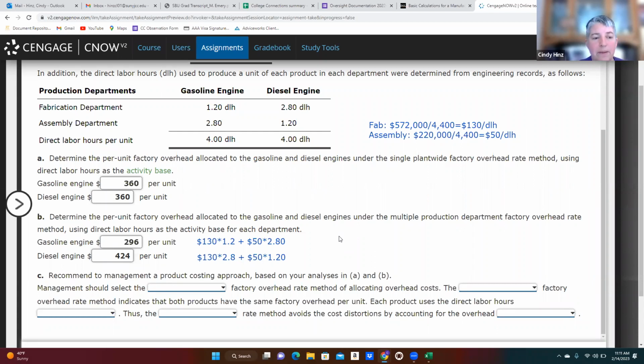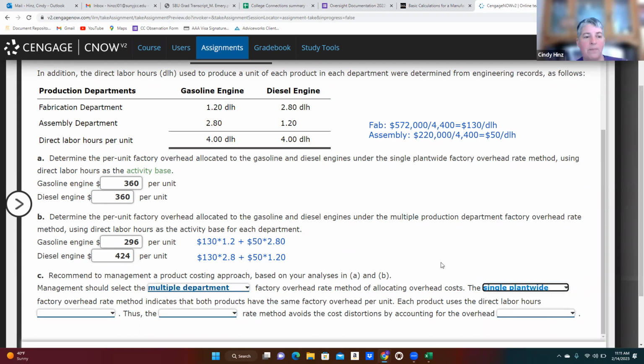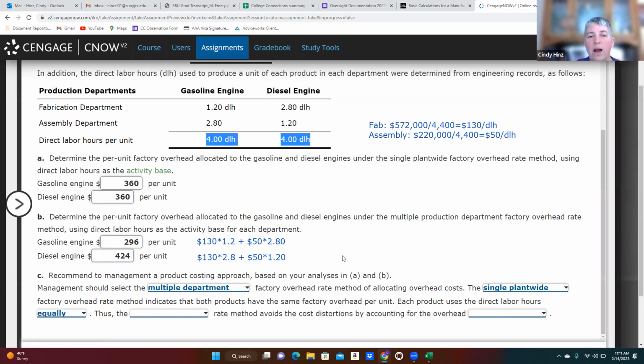So let's look at part C. Which one should management use? Management should select the multiple department factory overhead rate method of allocating overhead costs. The single plant-wide factory overhead rate method indicates that both products have the same factory overhead per unit. Each product uses the direct labor hours equally in total. That's right here, the 4 hours total.